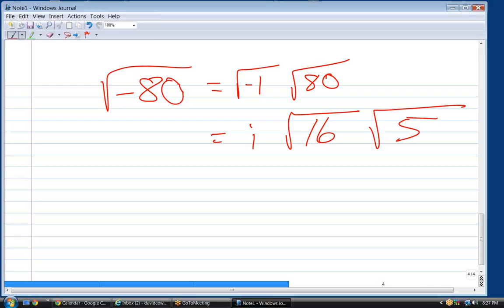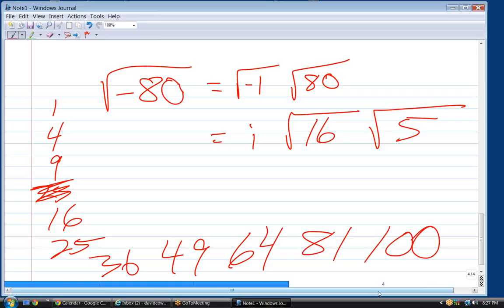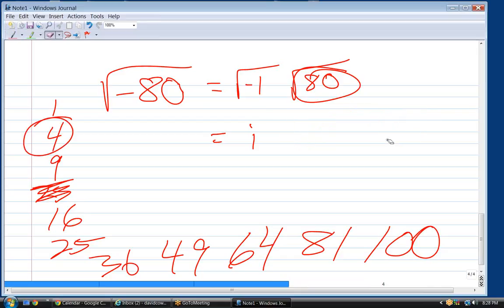I've heard teachers use various methods to simplify these radicals. But a good thing to memorize is your perfect square numbers. Oops, I left one out. 16, 25, 36, 49, 64, 81, 100. There's your perfect square numbers. And when you're looking to factor the 80, you're looking for one of these numbers to be a factor. Well, 16 was, so was 4. I could have done 4, but it's longer. In other words, it's extra steps.